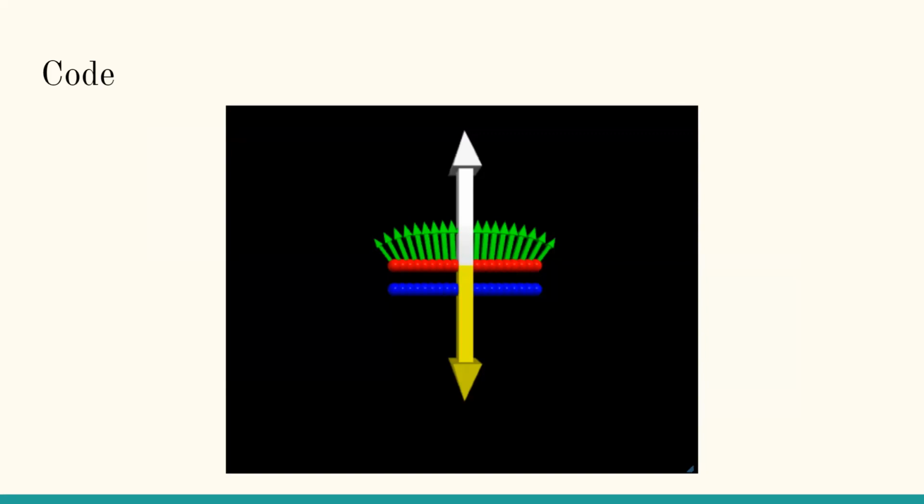So the white arrow is the electric force, the yellow arrow is the force of gravity, and then you have your red circles, which represent the charge on tape B, the blue is the charge on tape A, and the green arrows represent the electric field from the blue tape onto the red tape.